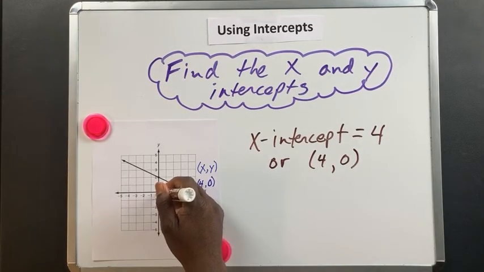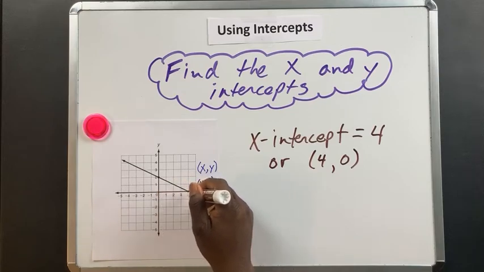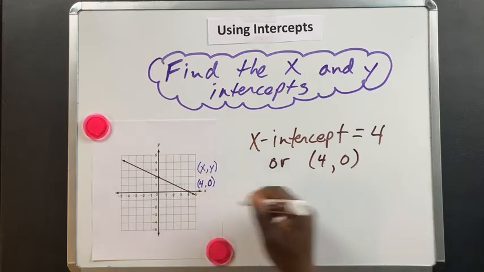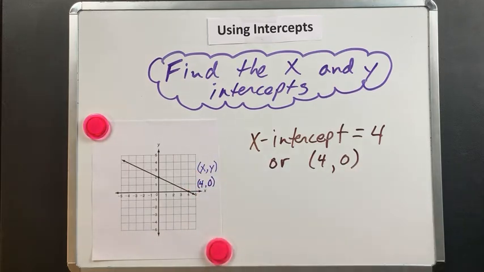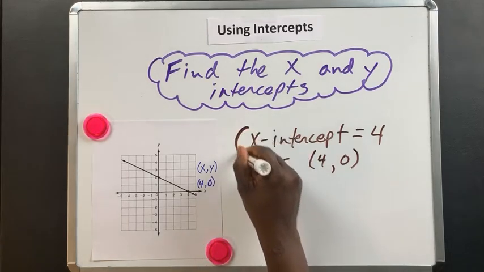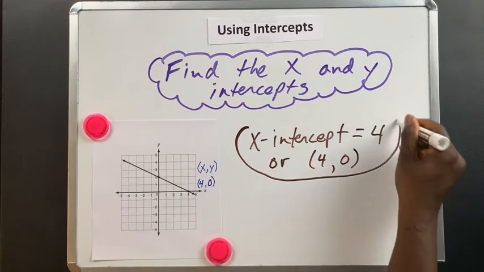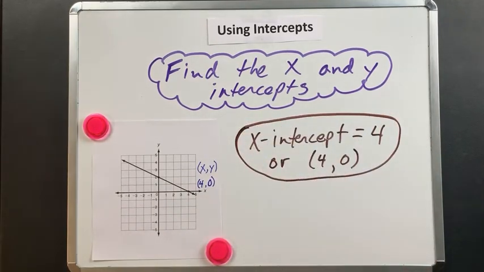Starting from the origin, you move over 4, and then you don't rise along the y-axis. You stay at 0, so you have (4, 0). That is our x-intercept. But we also need to find the y-intercept.